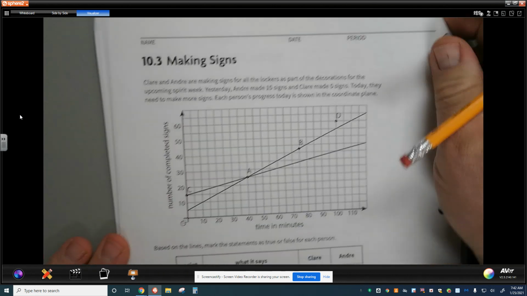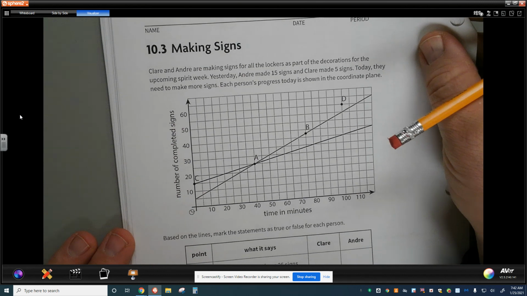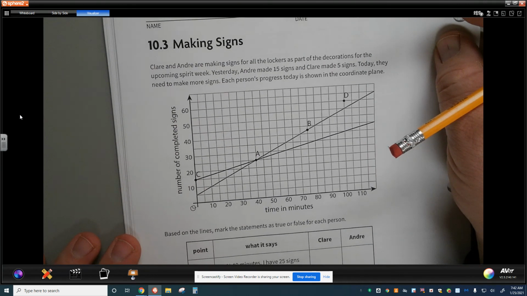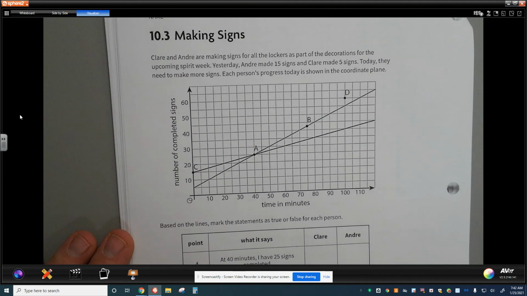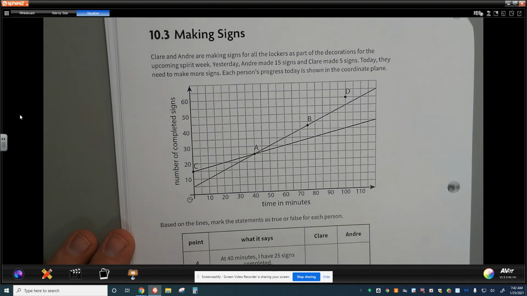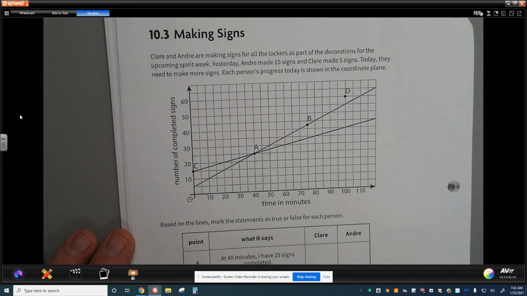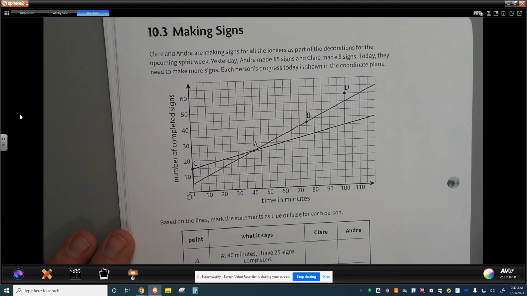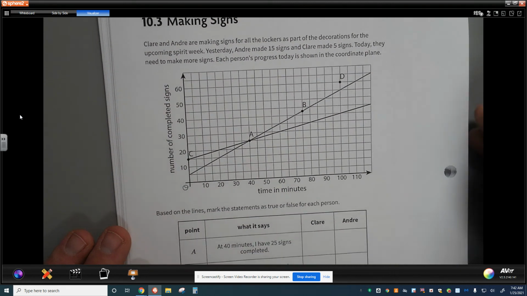Looking at our next one, Claire and Andre are making signs for all of the lockers as part of the decorations for the upcoming Spirit Week. Yesterday, Andre made 15 signs and Claire made 5 signs. Today, they need to make more signs. Each person's progress today is shown in the coordinate plane.